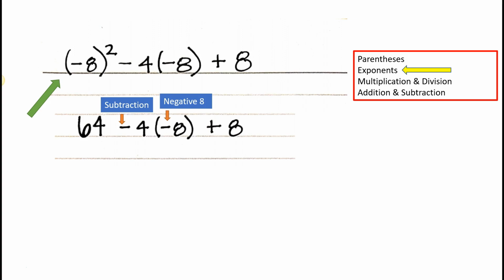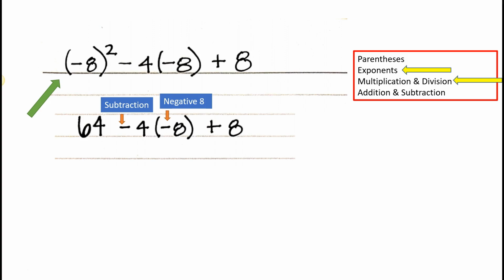The parentheses we see now, the 4 and then parentheses -8, mean that we are multiplying, because that 4 outside of the parenthesis tells me I'm supposed to multiply that by -8. So the next step I'm going to do is my multiplication and division, and I do that in order from left to right. Well, I don't have any division here, I only have multiplication. So my next step is going to be to do the number 4 times -8.